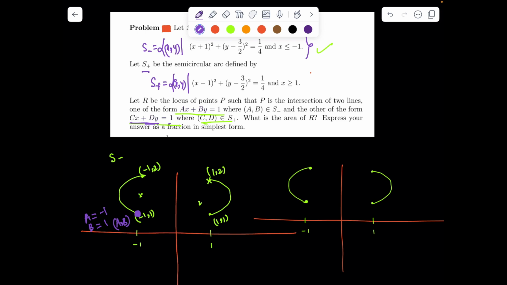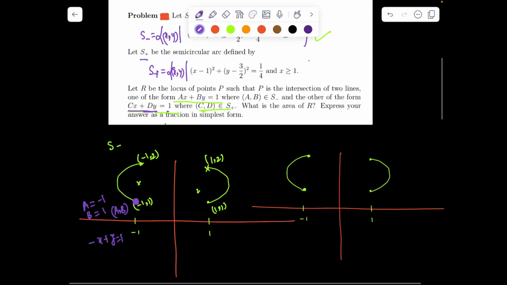So to comprehend the problem, what I am doing is taking a particular point. Let's say from S minus, I am taking a point (a, b) as an ordered pair. Corresponding to this, I am creating a line. So how do we create the line according to this mechanism? -x + y = 1. Right? So here you can see the x-intercept will be -1 and the y-intercept will be 1. So I'll have a line like this. So this is line number 1, which is obtained from an ordered pair from S minus.